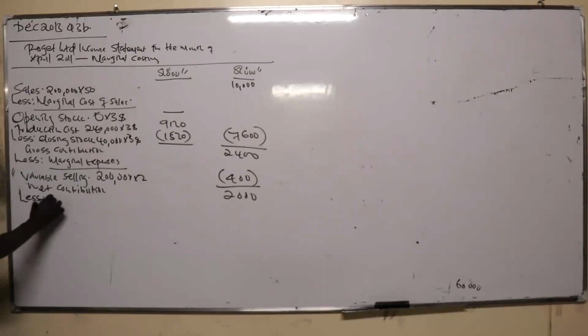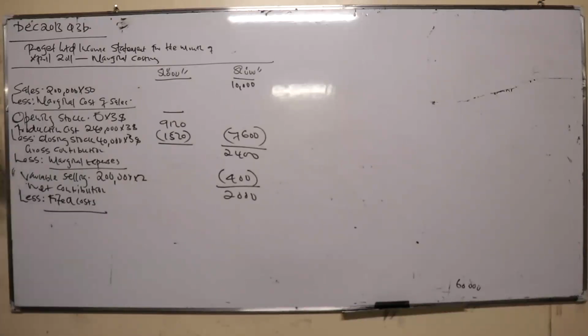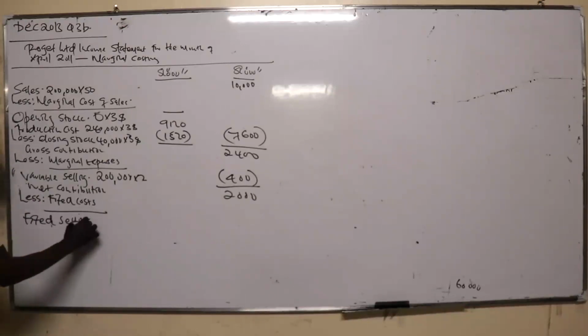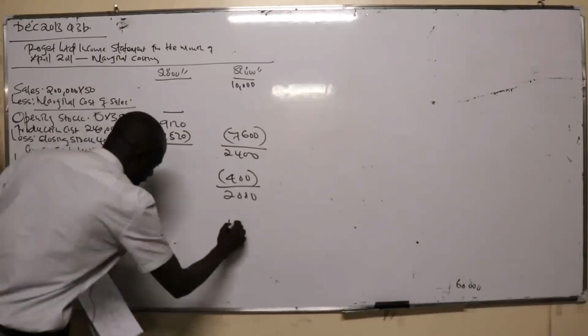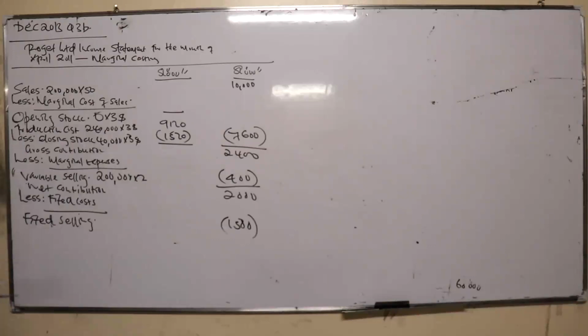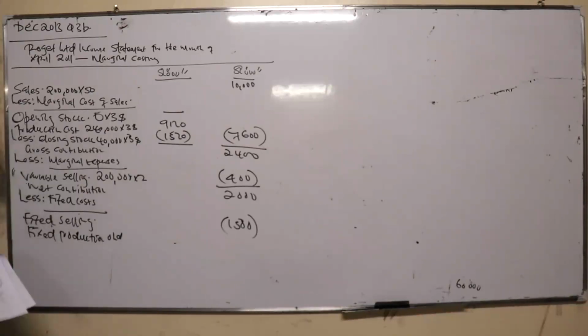And then you less fixed cost. Fixed cost or expenses. So start with the fixed selling expenses. Fixed selling expenses was note number 4, 1,500. So you less that one, fixed selling, 1,500. And then you less fixed production overhead. Fixed production overheads.